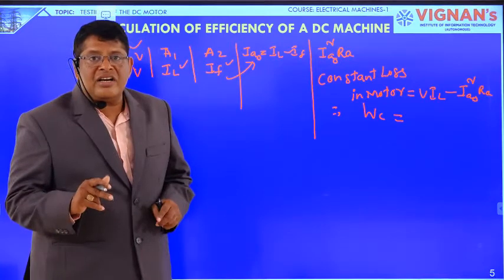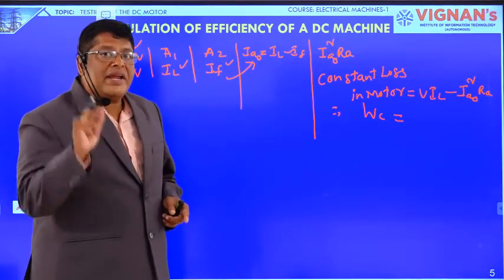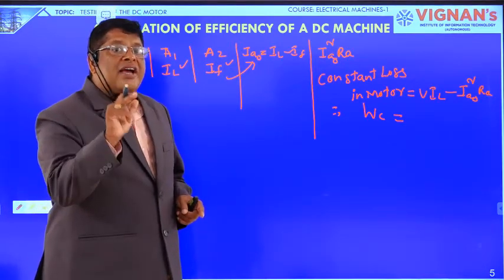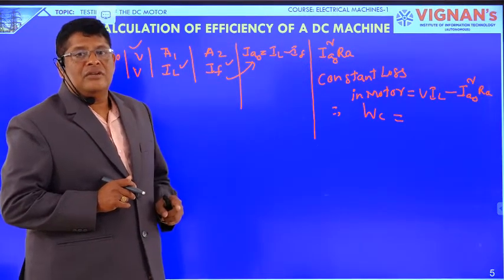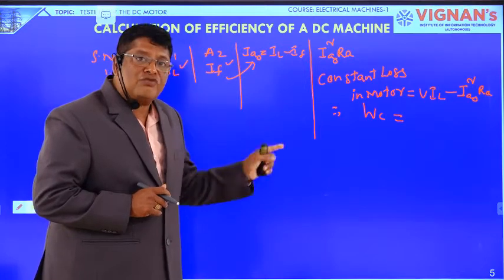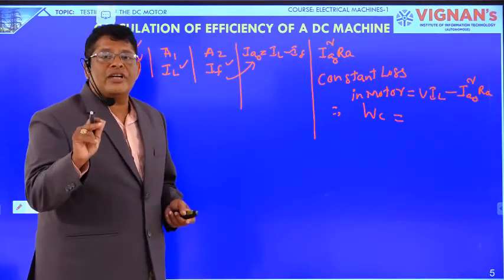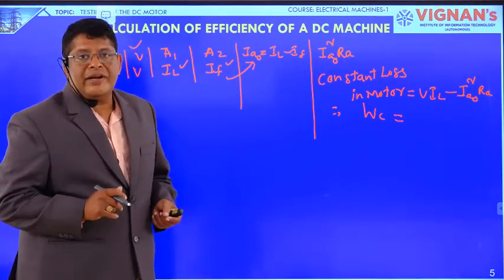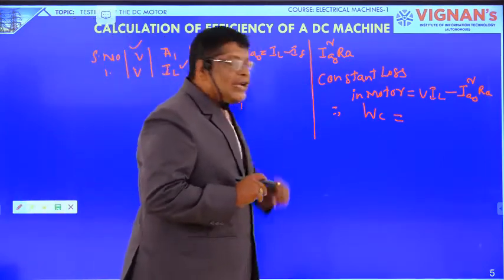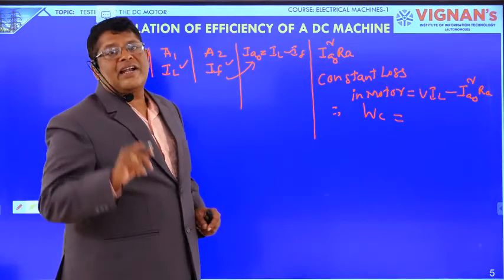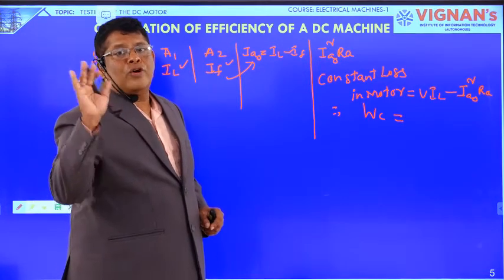That is the reason that in a Swinburne test we maintain the speed of the motor at the rated speed. So once we know this value, then we can easily calculate the efficiency of the motor.